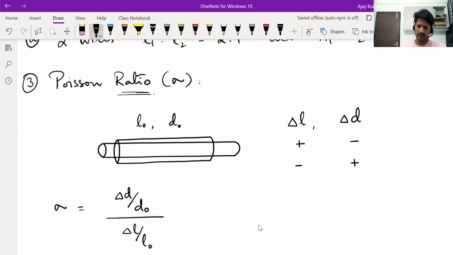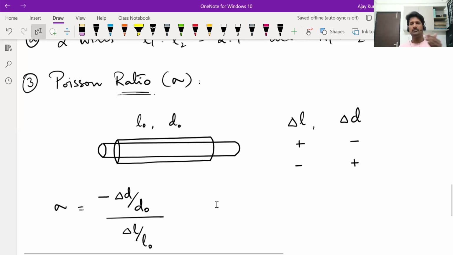It's like this. See, if length increases, delta L is positive, diameter decreases. So if the numerator is negative, the denominator is positive. And if the numerator is positive, the denominator is negative. So one positive, one negative, the overall thing will become negative. But Poisson's ratio, by definition, is to be written positive. So we put a minus sign, such that the whole thing becomes positive. That's all. So this helps you find out the relative change in diameter if you know the relative change in length. Okay, let's try one question like this.